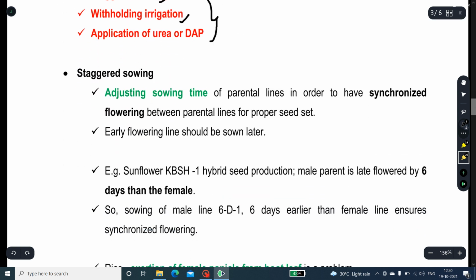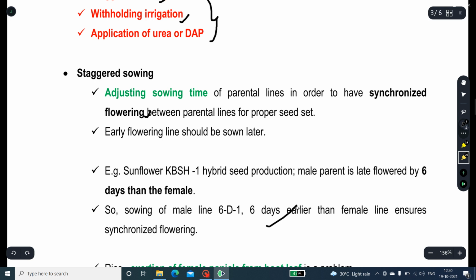In case of staggered sowing, it is nothing but adjusting the sowing time of parental lines in order to have synchronized flowering between the parental lines for proper seed set. For example, the early flowering line should be sown later, and the late flowering line should be sown earlier. For example, in case of sunflower KBSH1 hybrid seed production, the male parent is late flowering, by 6 days later than the female. So sowing the male line 6 days earlier than the female line ensures synchronized flowering.